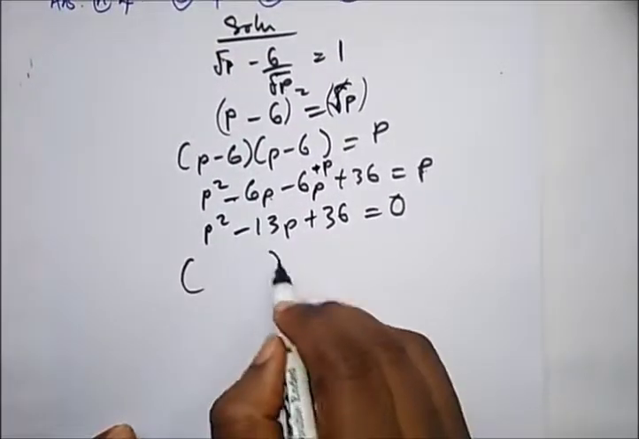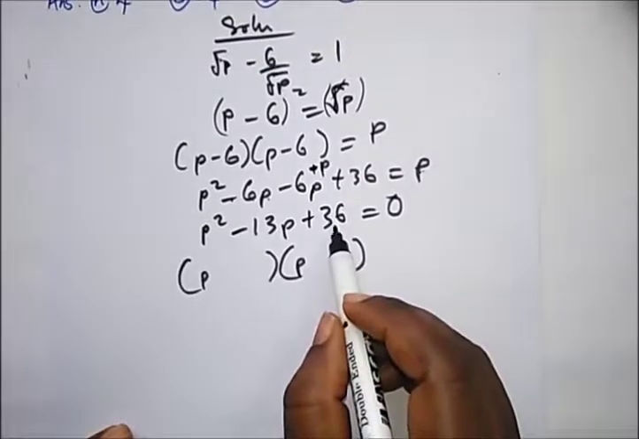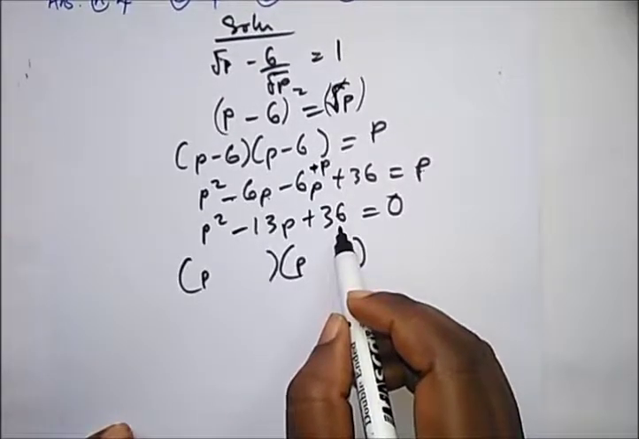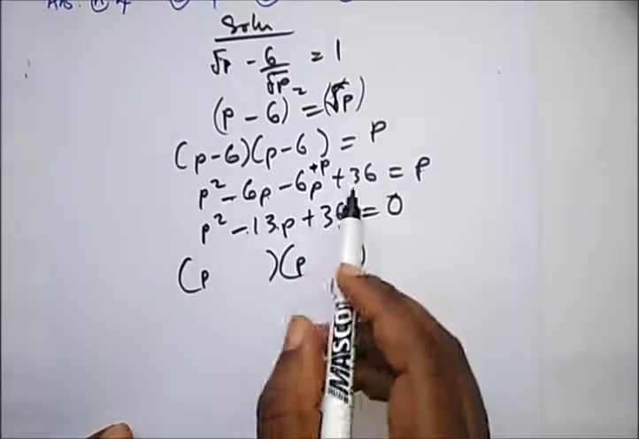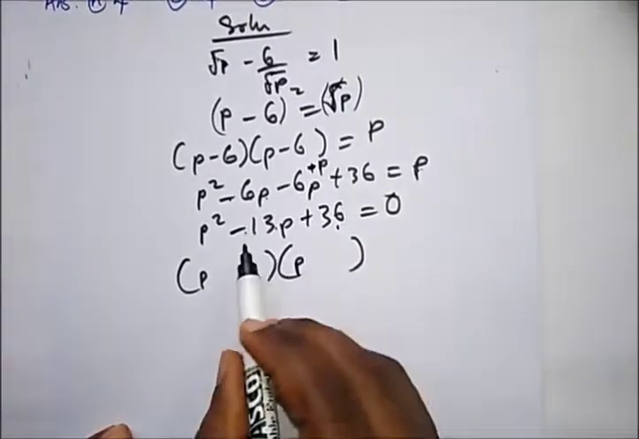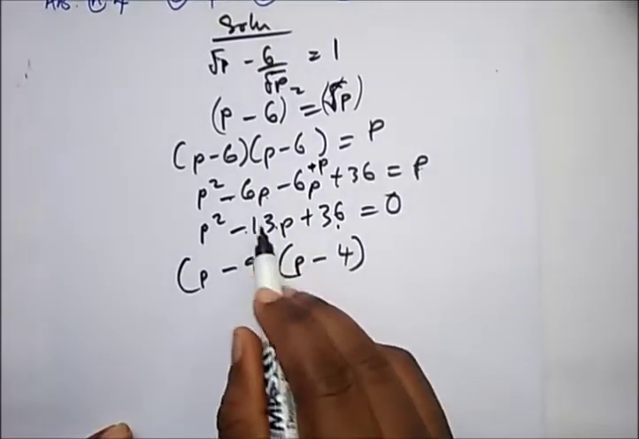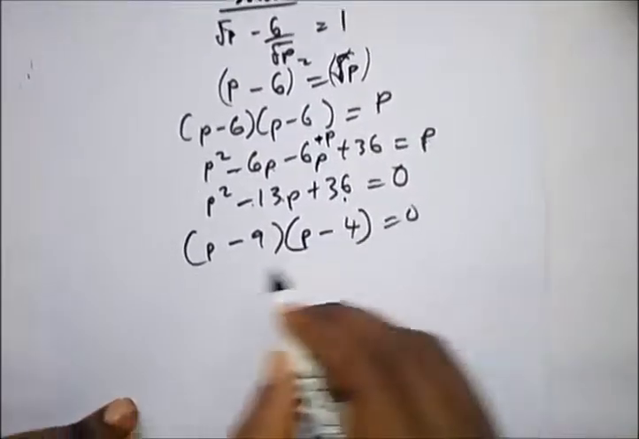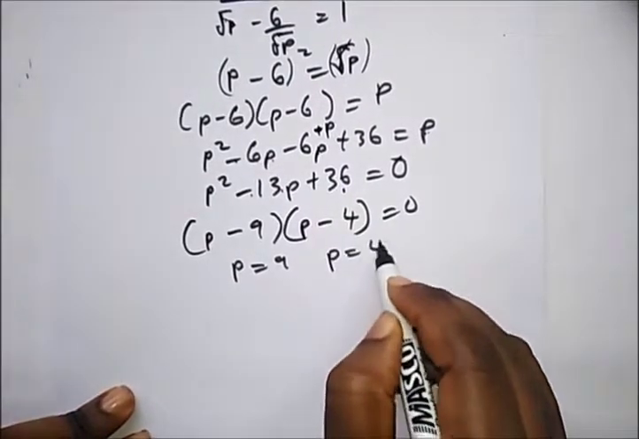So we factorize this. When we factorize this, we put a p here, put a p. What are the factors of 36 that will add or subtract to give us minus 13? And it's simply 9 and 4. 9 times 4 is 36, and minus 9 plus minus 4 will give us minus 13. So these are the factors. So p from here will be equal to 9, and p is equal to 4.